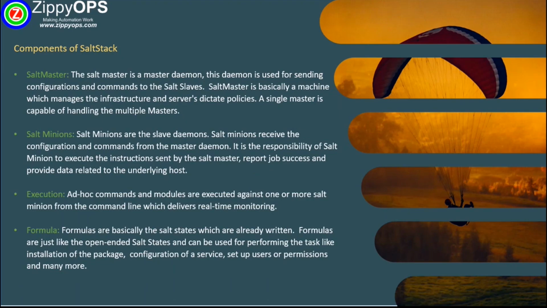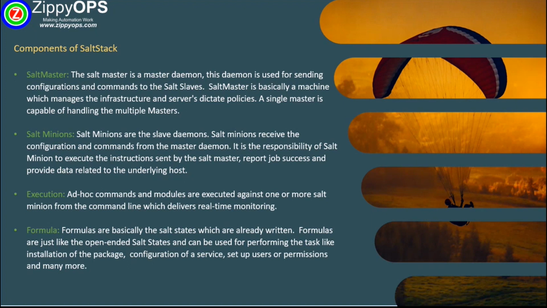Some of the components of SaltStack. We already talked about the master. This is where the daemon will be running, and this will be sending the configurations and the commands to the salt minion, which manages the infrastructure. And minions are nothing but the slave daemons. The salt minion receives the configuration and command from the master, executes it on the particular node, and then gives the result back to the master.